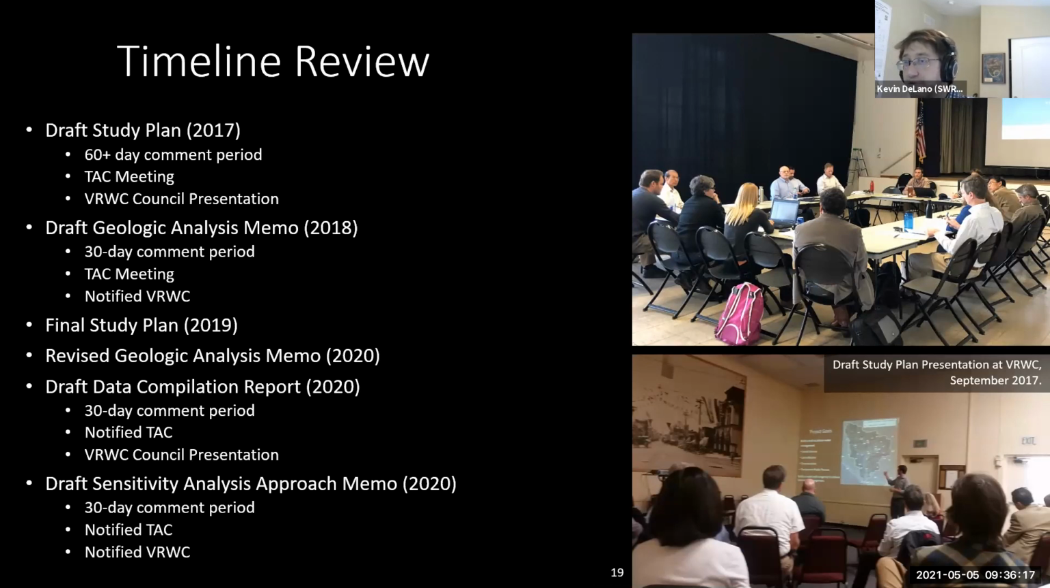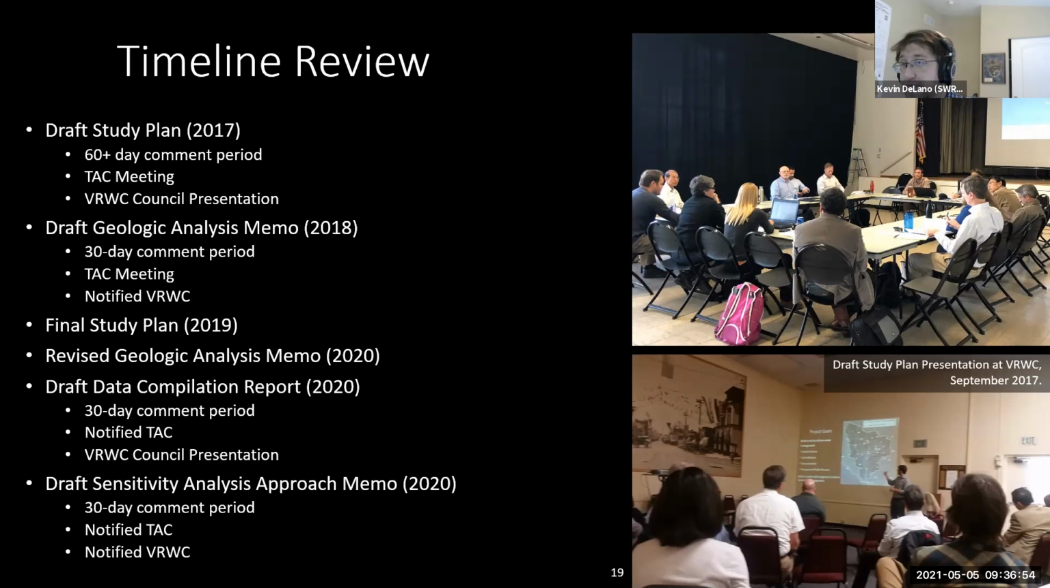We put that out for a long comment period. The Thomas Fire did occur while we had that document out. And so we held our first TAC meeting. We had formed a TAC in 2017. We held our first meeting and got some really good critical feedback on our approach. And about a year later, we released a draft geologic analysis memo that described our understanding of geology in the watershed that is necessary to set up the groundwater portion of the groundwater surface water model. So we also held a comment period on that document.